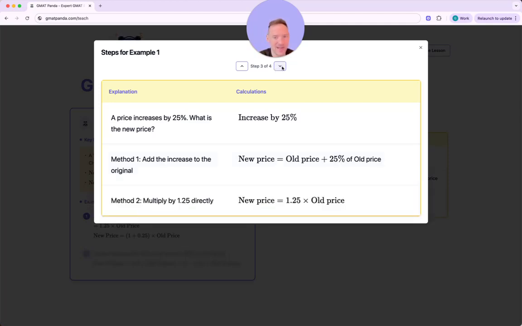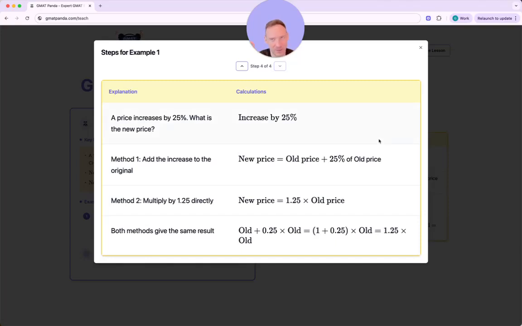And actually, you may notice here that this 25% of the old price, so we can write that as 0.25 times the old price. But since we then have to add this to the old price, we can then factorize that together and write this as 1.25 times the old price.